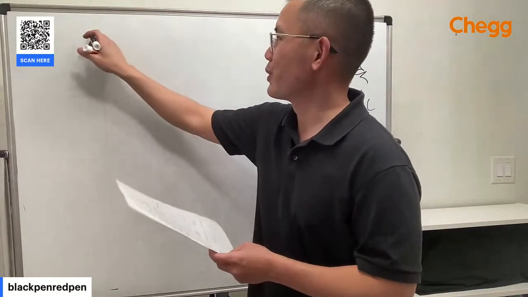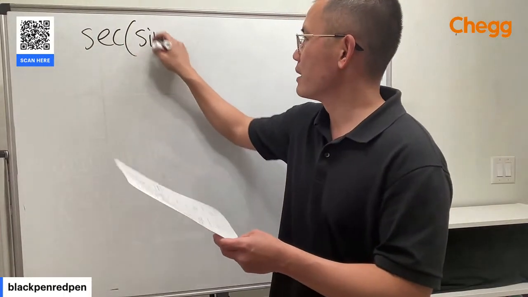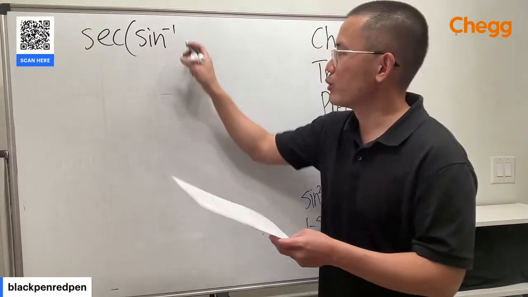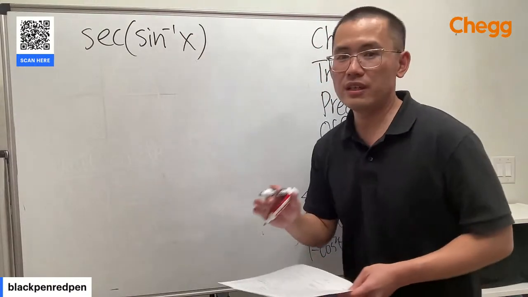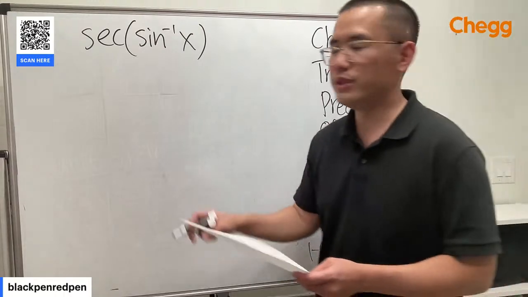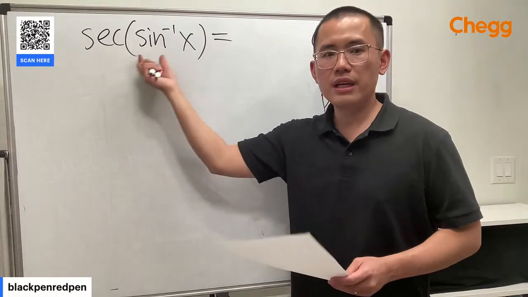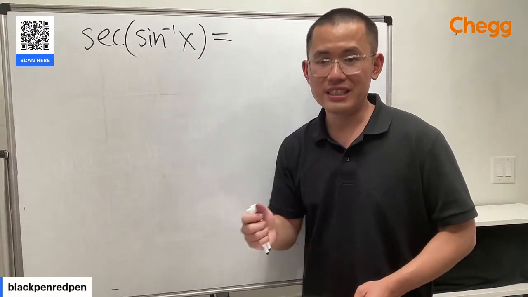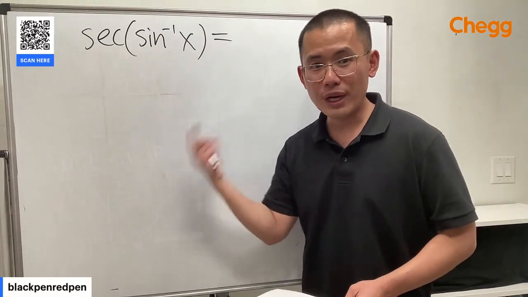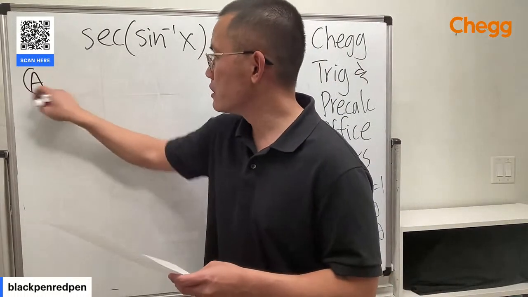I actually just write down the question because I want to make sure I take other questions as well. But this is also the one that I think you should really know, especially if you're taking trig and precalc right now. This is the type of question that you will really have to know. We have a secant function, and the input is inverse sine x. We are going to write this as an algebraic expression, and I'll give you options.